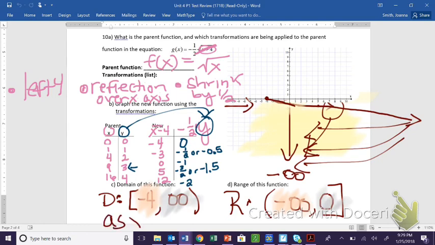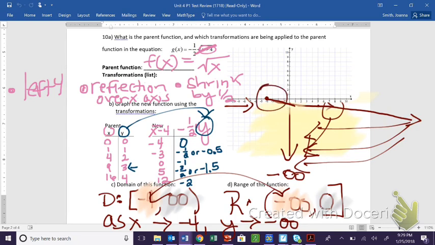So as x goes to -4, y goes to negative infinity. The next end behavior, which is going to be this arrow right here, as x goes to positive infinity, y will go to what? 0. And that is how it matches. That would be how you do number 10.